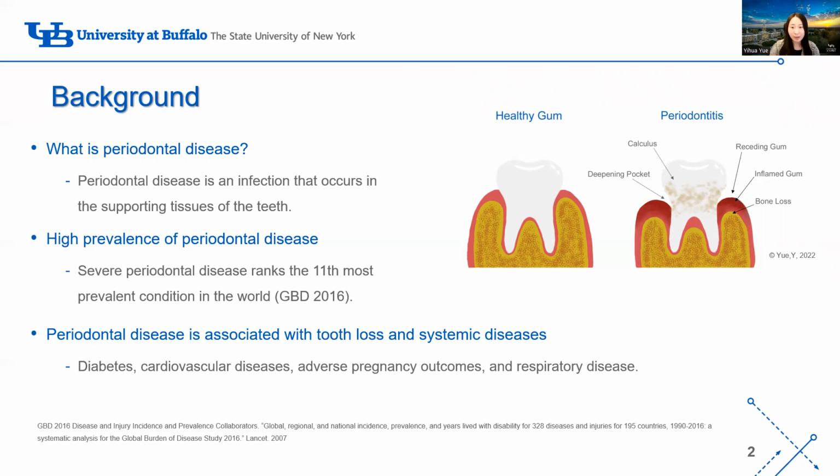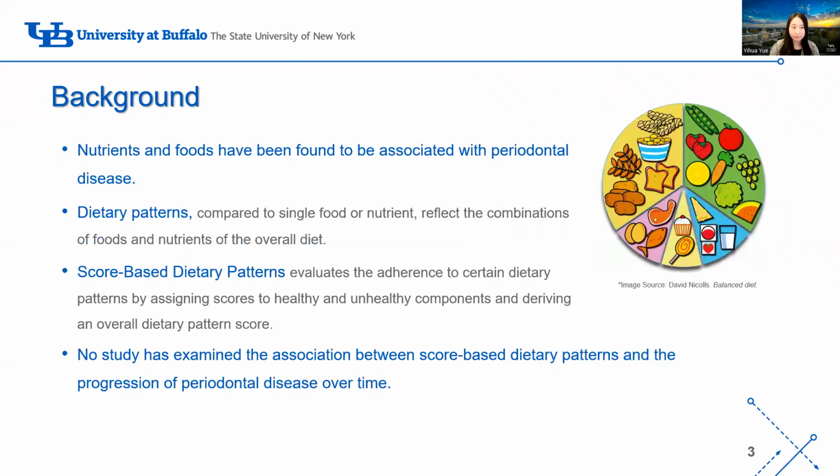Periodontal disease has a high prevalence, and it ranks the 11th most prevalent condition in the world. Periodontal disease is the leading cause of tooth loss and is associated with systemic diseases. Some nutrients and foods have been found to be associated with periodontal disease. Dietary pattern compared to single food or nutrient can reflect the combinations of foods and nutrients of the overall diet.